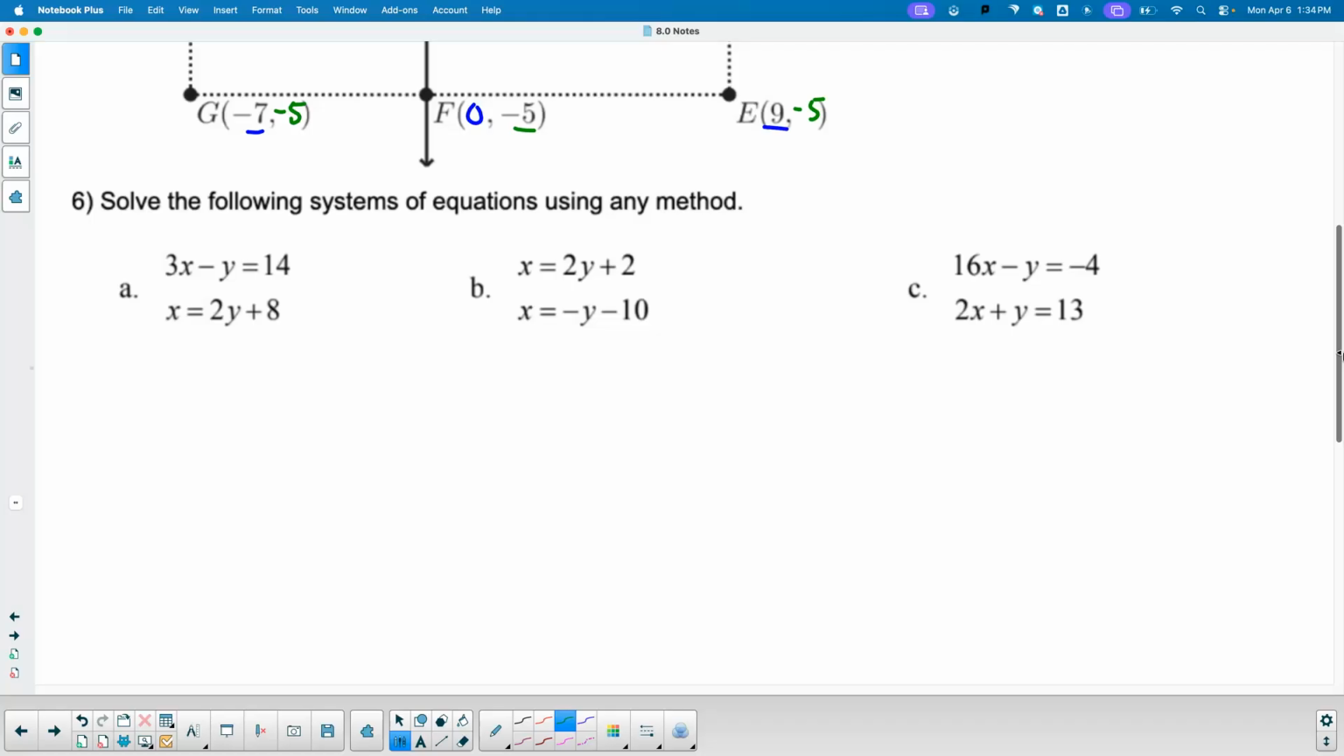Plan our work so that you can work your plan. We need to solve the following systems of equations using any method. For letter A, what would be the optimal, actually, before we even do that, what are our 3 choices for methods to solving a system of equations? Substitution is 1. Elimination is 2. What's the third?